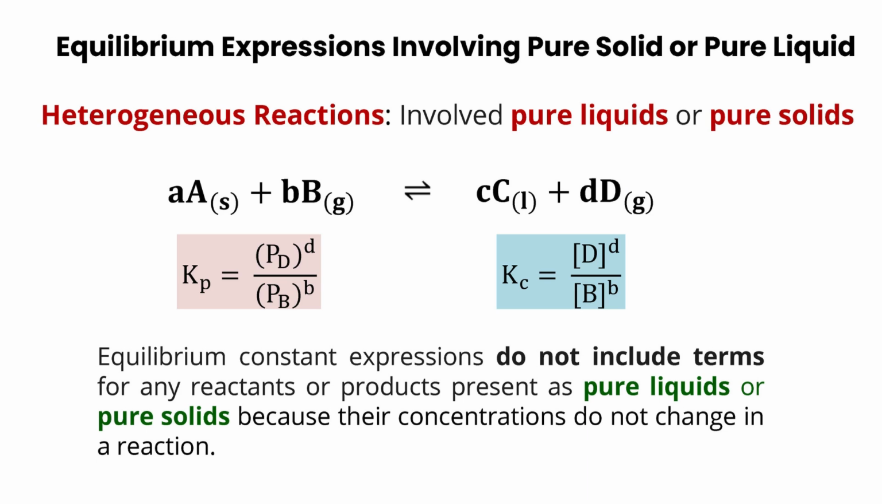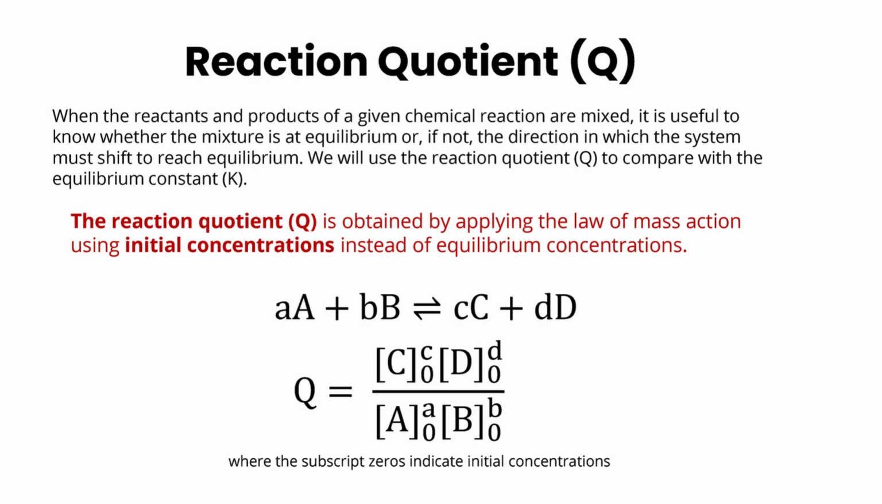Why is that? Because their concentration, or their effective concentration or pressure, doesn't really change during the reaction. Think about a solid. Its density is constant. Its concentration in itself is constant. K tells us the destination, the equilibrium state. But what if we're not there yet? How do we know which way the reaction needs to go?